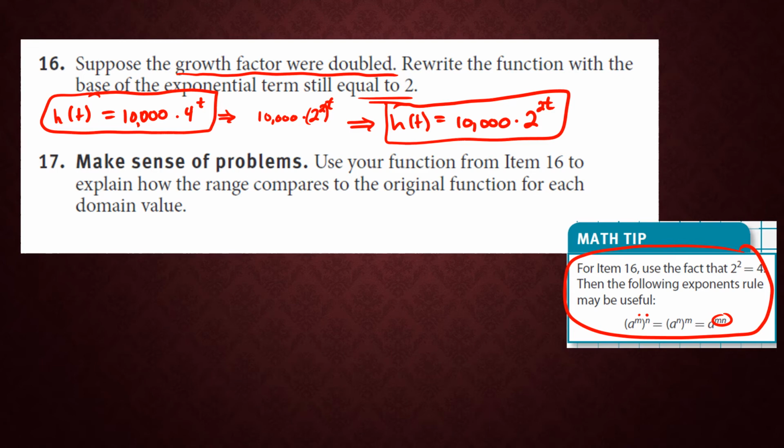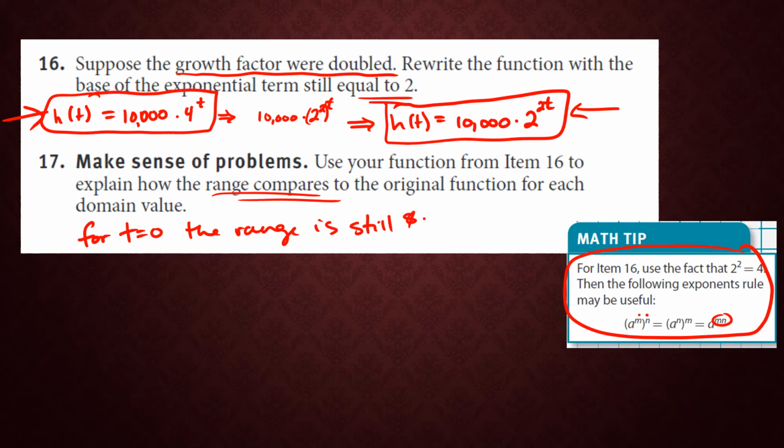So now if we use our function, this new function, this one, which is the same as this one, explain how the range compares to the original function. Well, for t equals 0, so at 0 time, the range would still be 10,000. So that won't change anything. So it's still going to start at 10,000 because you're still going to have 0 power of 2, which just gives you 1.